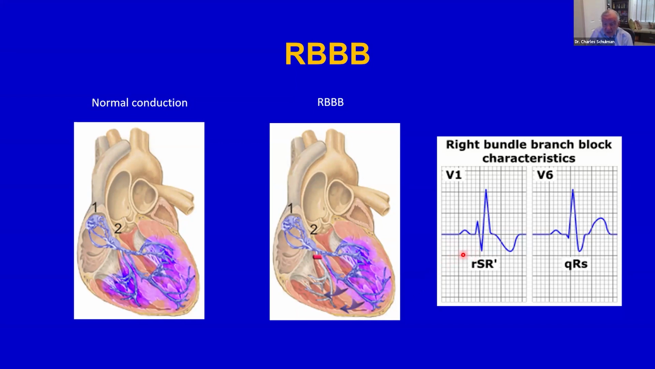If you look at V1, here's the initial septal depolarization. Vector heads toward the left, right? Toward the left. And then secondarily comes back to the right. So this is called RSR prime, and this is the typical right bundle branch block appearance. In V6, which is located out laterally, almost the axilla, this S wave is the equivalent of the R wave in V1.